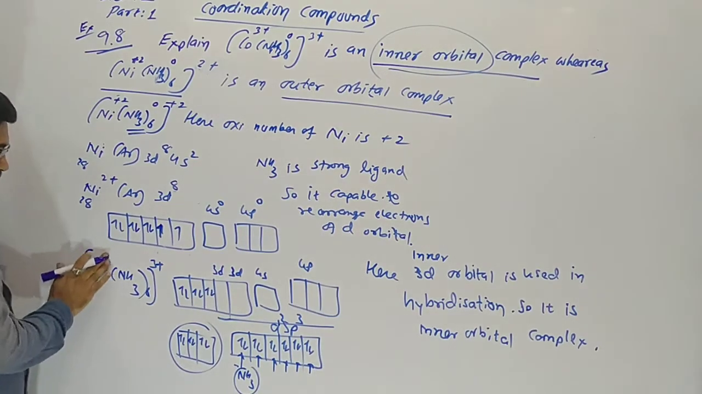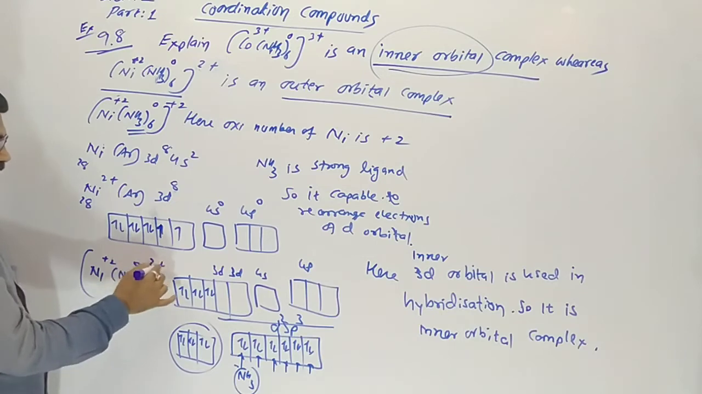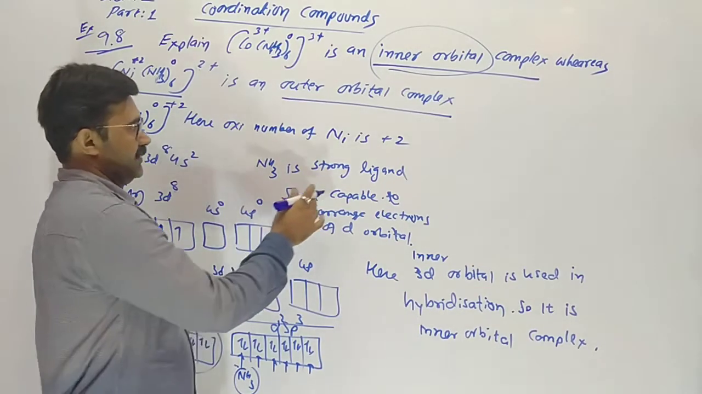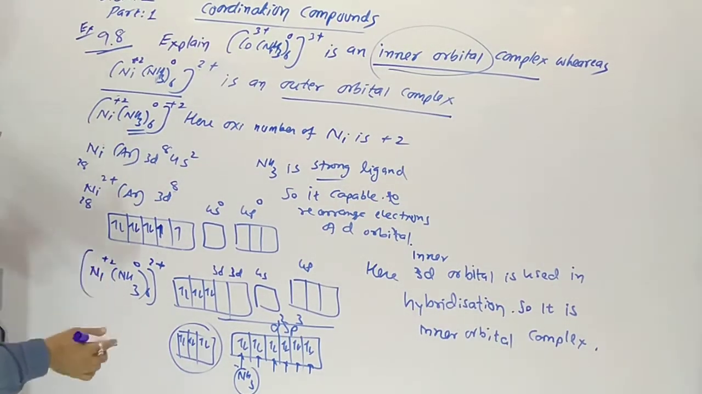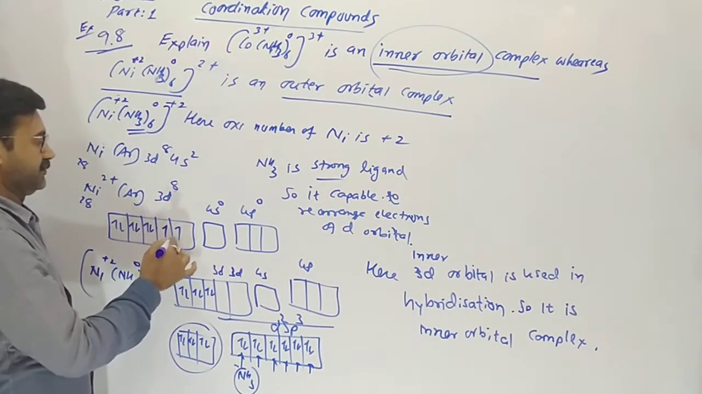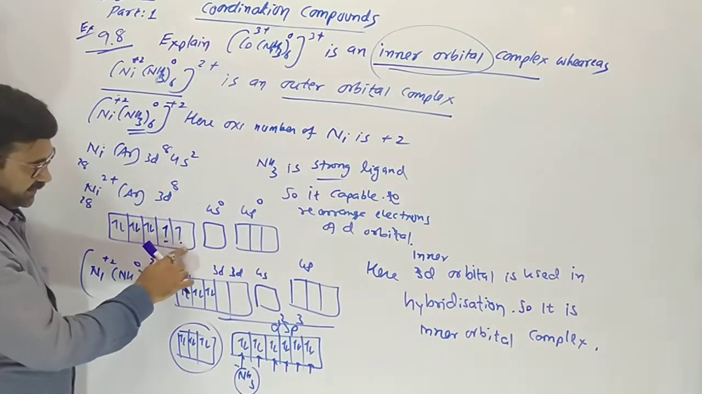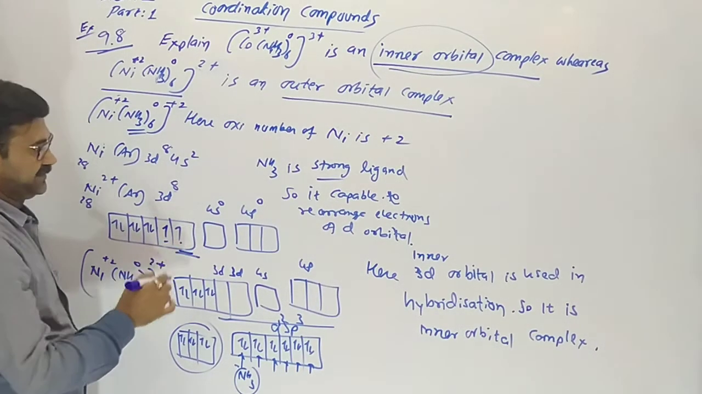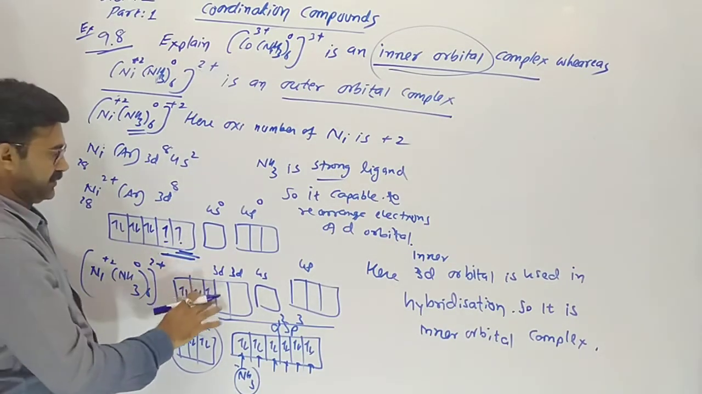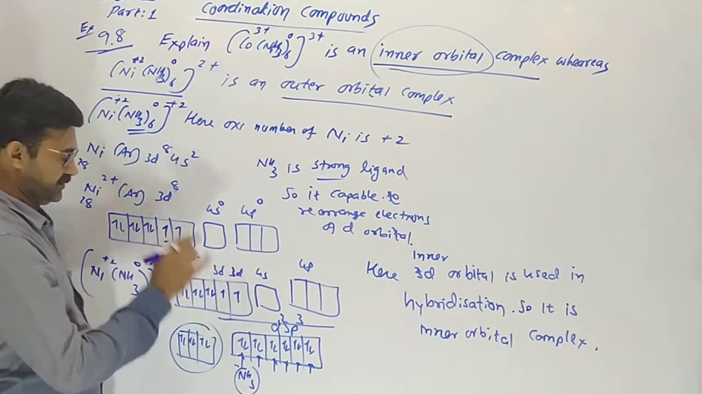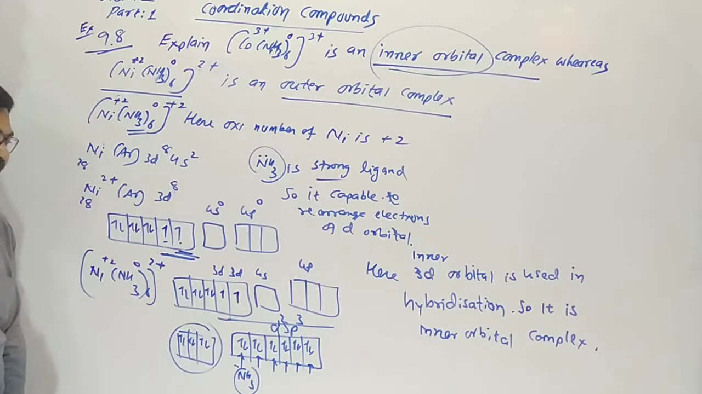Here actually what happens, nickel plus 2 combines with amine. Amine is a strong ligand, capable to rearrange, but it's not possible to get two vacant orbitals. Why? Here only one becomes vacant. So in this case it is not possible. So 2 remain. Even though amine is strong, rearrangement will not happen.